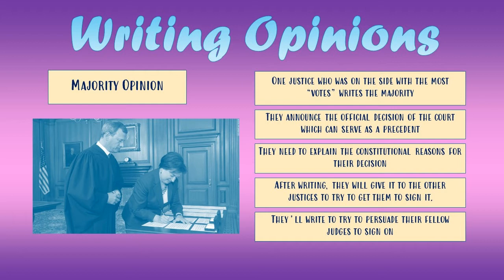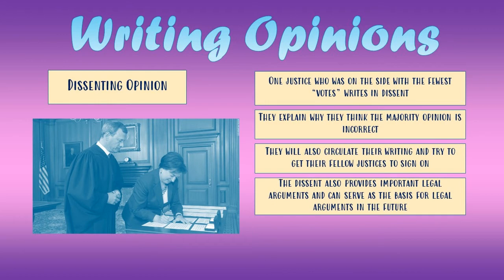So what they do is, here's what we decided, here's what the Constitution says, and that's why we made this decision. After they've written their opinion, they're going to give it to the other justices and try to get them to sign it. They'll also try to persuade them, try to talk them into it. Like if a judge says, I really don't agree with this, but if you added something here or there, then I would sign on. So they might change it a little bit to get more support.